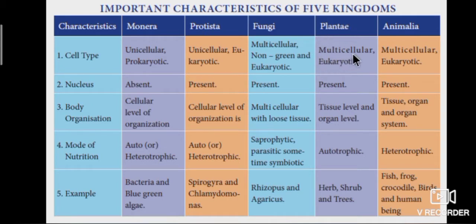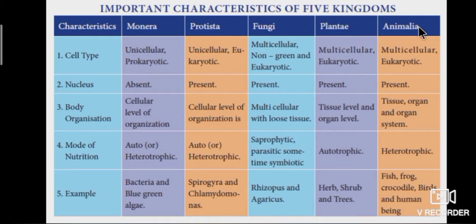Fourth one, Plantae. It is multicellular and eukaryotic. Here nucleus is present. Body organization takes place in tissue level and organ level. Mode of nutrition is autotrophic. Example, herb, shrub and trees.